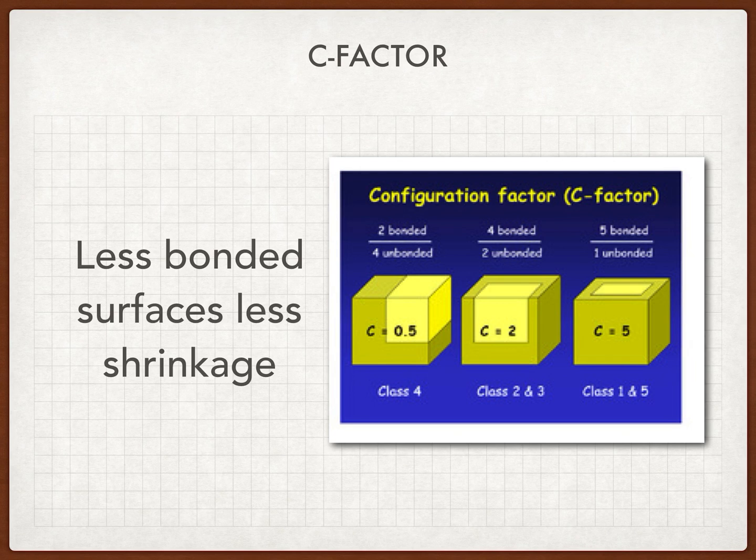A higher C factor means that the composite material is touching more walls. When composite is bonded to more walls, higher internal stresses, which is bad, are produced than if the composite was bonded to fewer surfaces. So in order to create a great composite restoration, place many small increments and only bond to 2 or 3 walls at a time.